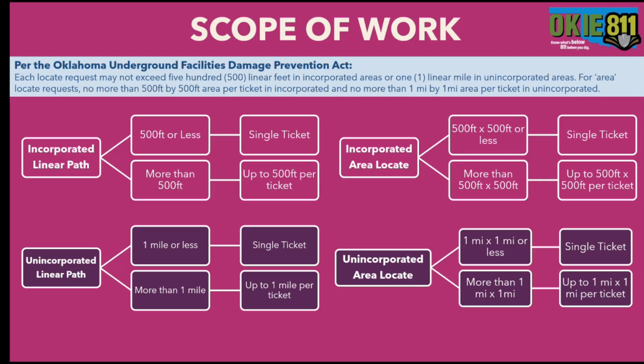So let's talk about scope of work. Scope of work is basically how much area can be put on one locate request. Per the Oklahoma Underground Facilities Damage Prevention Act, each locate request may not exceed 500 linear feet in incorporated areas or 1 linear mile in unincorporated areas. For those jobs that are not linear, it would be no more than 500 feet by 500 feet in incorporated and no more than 1 mile by 1 mile per ticket in unincorporated areas.